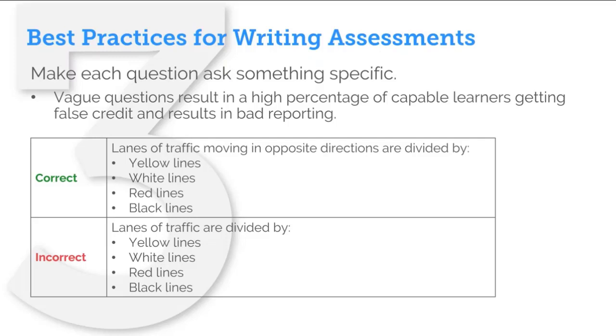If I do this a little too vaguely and I'm not specific about what I'm looking for, I might have written the question that lanes of traffic are divided by yellow lines, white lines, red lines, black lines. So at this point, your responder might be confused because if traffic's moving in the same direction, they're divided by white lines. If they're moving in opposite directions, they're divided by yellow lines. So it isn't specific enough for them to get the right answer consistently.